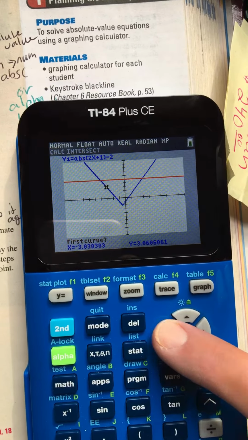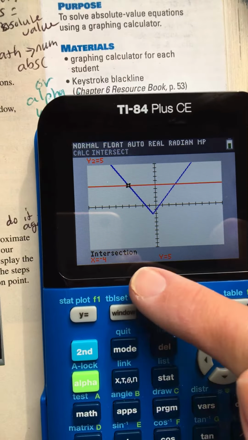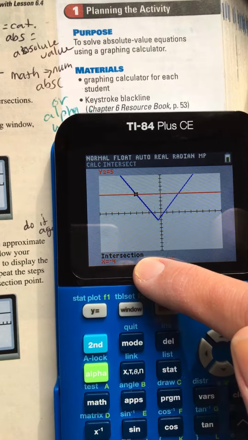Now it asks, do I want the first curve to be the blue curve? Yes, I do, so I hit enter. The second curve to be the red curve? Yes, I do. Yours might be black and white, but it'll still have the equation up here. Now it asks, do I want it to guess? Yes, I do. And it tells me that my first answer is -4. Now to get the second one, I do it again.